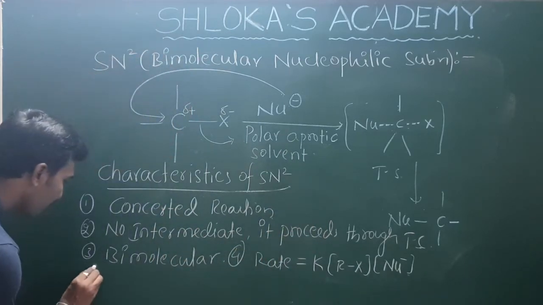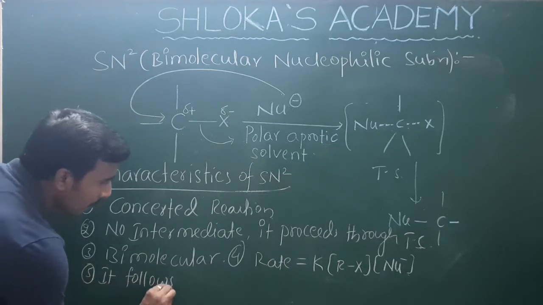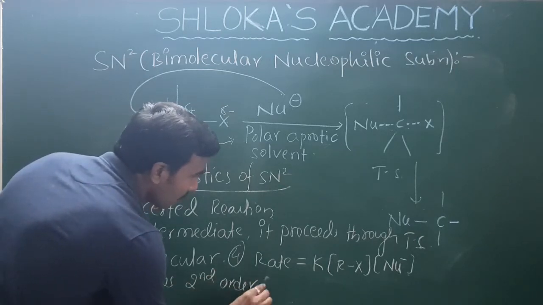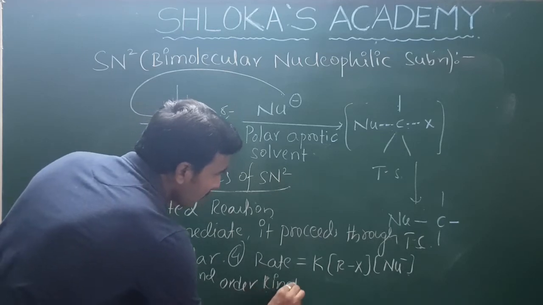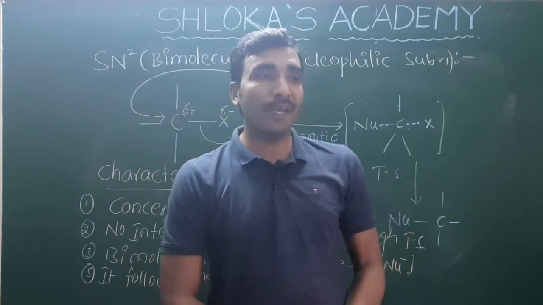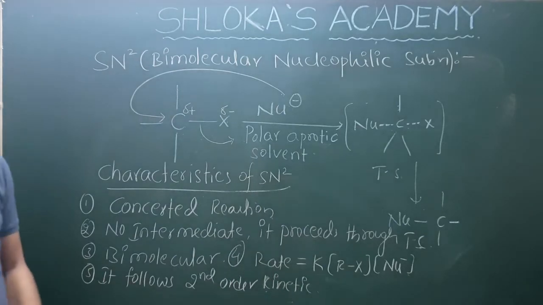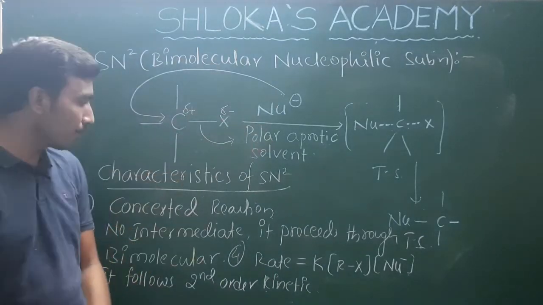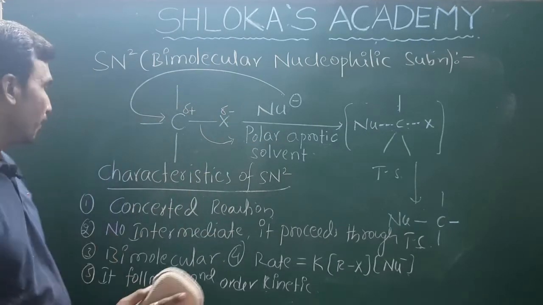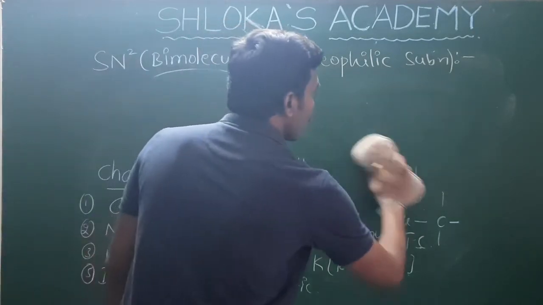Next, it follows second order kinetics. So these are the 5 important characteristics of the SN2 mechanism, and we can write the energetic graph, the potential energy diagram for this SN2 mechanism, and also the factors that can affect the rate of the SN2 reaction. The factors affecting the SN2 reaction we can also discuss. Let me take.